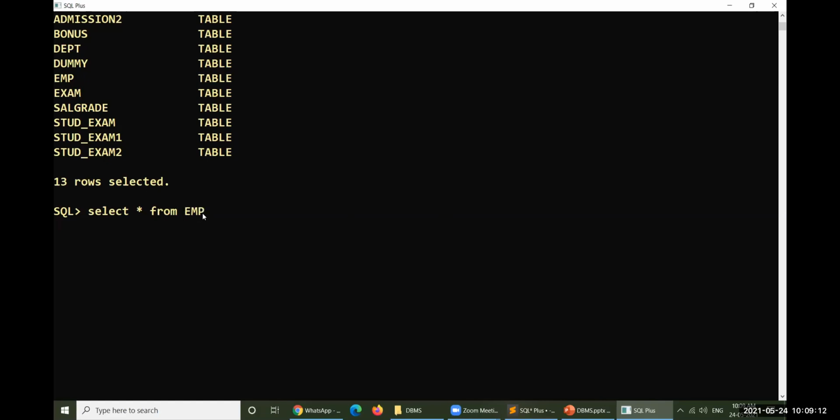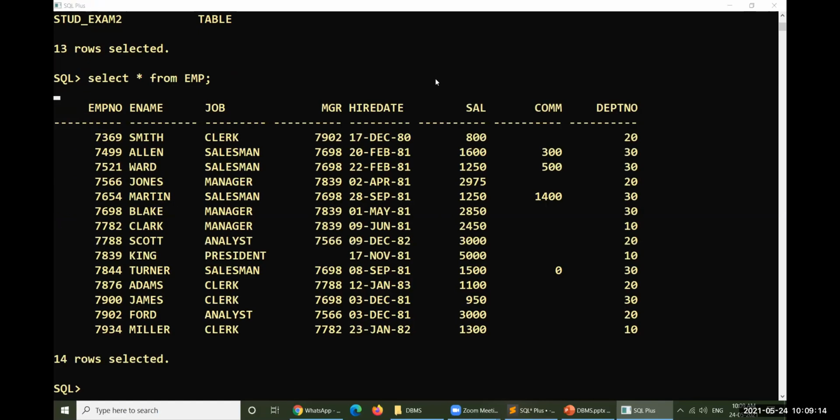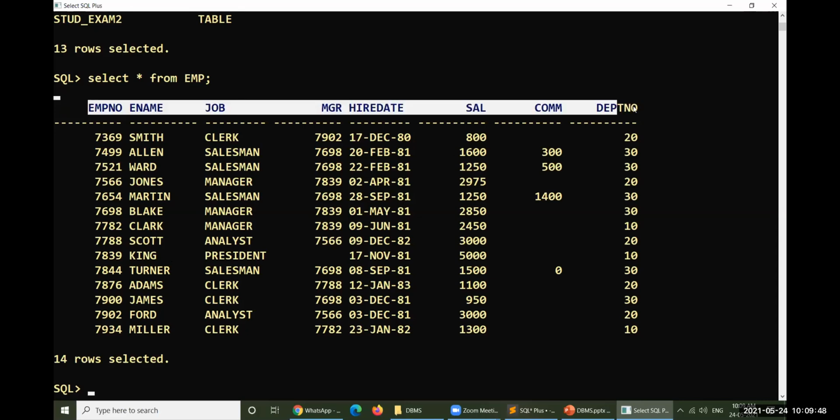So it displays the complete employee details. You need to understand one particular point here. Every employee has an employee number, employee name, job, and MGR, the manager number: who is the manager for this particular fellow, Smith, or something like that. When he was recruited into this organization, what is his salary? Is there any commission for that particular fellow or not? To which department does he belong? This is the complete information regarding one particular employee.